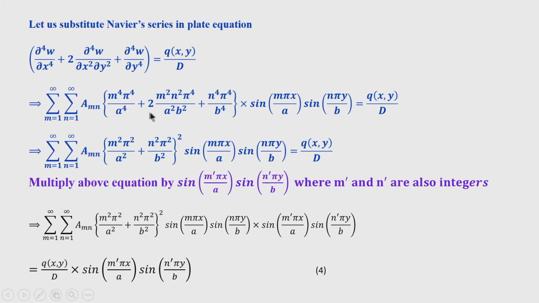Okay. So, this constant that is written inside the second bracket, m⁴π⁴/a⁴ + 2m²n²π⁴/(a²b²) + n⁴π⁴/b⁴, can be conveniently expressed as (m²π²/a² + n²π²/b²) whole square. So, that is obvious from this equation.